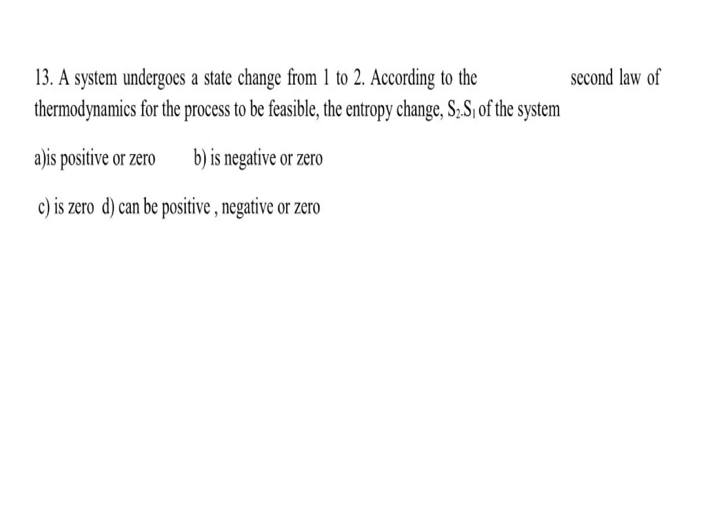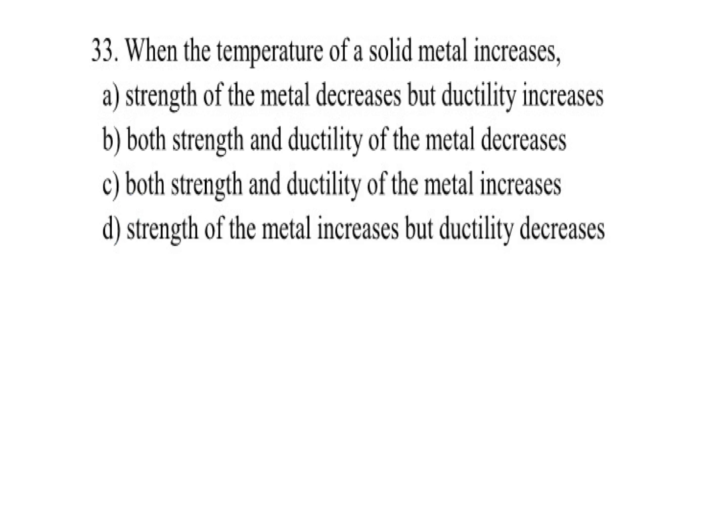A system undergoes a state change from 1 to 2 according to the second law of thermodynamics. For the process to be feasible, the entropy change S2 minus S1 of the system is positive or 0, yes, negative or 0, yes, is 0, maybe. So D is the answer, can be positive, negative or 0. When the temperature of a solid metal increases, strength of metal decreases, yes, but ductility increases, yes, this is the answer.